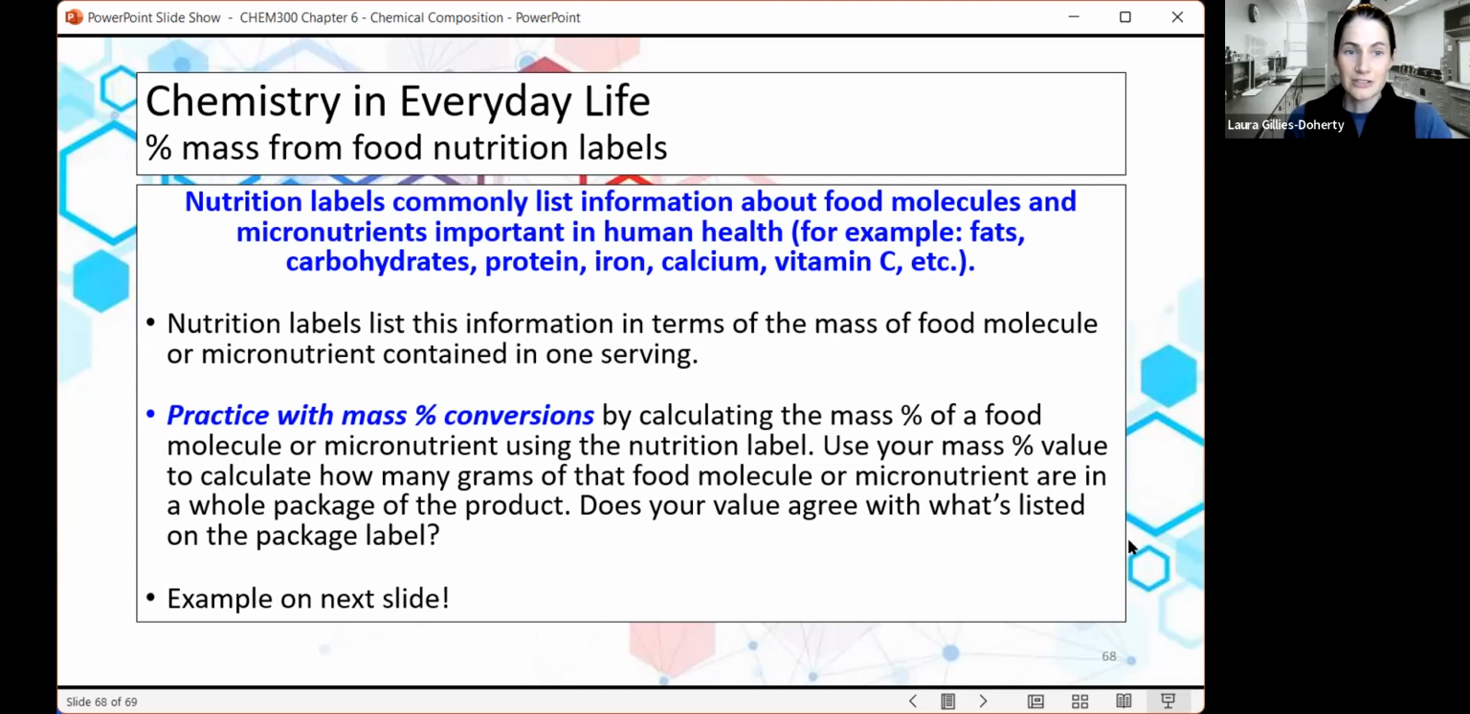So what I want you to do is use the food label to look up the mass of a food molecule or micronutrient per one serving. They always list this in grams, and then you always know what weight one serving is. So you can come up with the mass percent for that food molecule or micronutrient. Then use that as a conversion factor to calculate how much of that food molecule or micronutrient you would ingest if you ate the whole package of food. Does your value agree with what's listed on the package label? So I'm going to show you an example on the next slide.